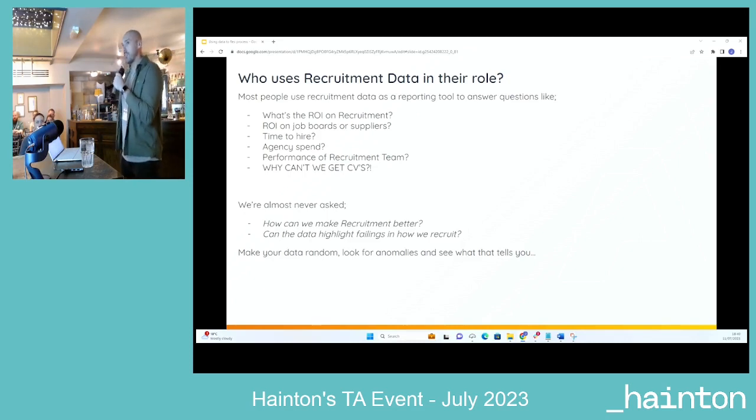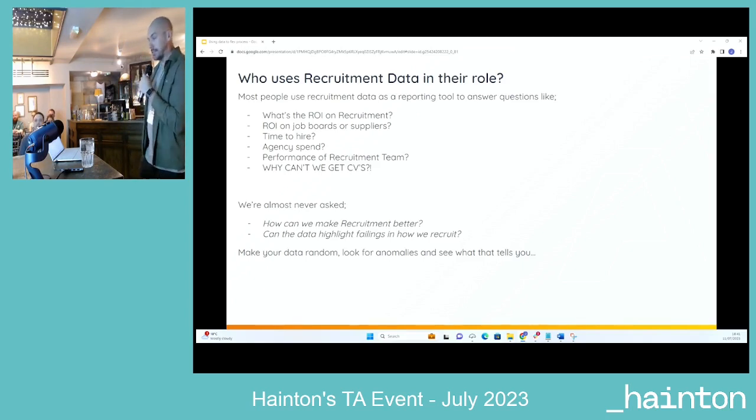It can be stuff like, what's the return on investment? What are our suppliers doing? What are our job boards providing? What's our time to hire? What are we actually doing rather than just sitting on LinkedIn? What are we providing as a service? What's our agency spend? Or that question that I really hate: why haven't we got CVs? And I think often we never ask ourselves, how can we do stuff better? How can we recruit better?